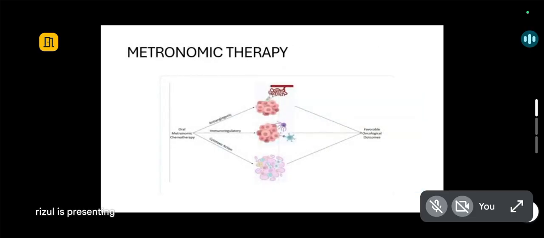Then there comes the role of metronomic therapy. What is metronomic? Metronomic means when low doses are given on a continuous, regular schedule. So it works on the basic principle of anti-angiogenesis, immunoregulatory and cytotoxic action to decide the further favorable oncological outcome.